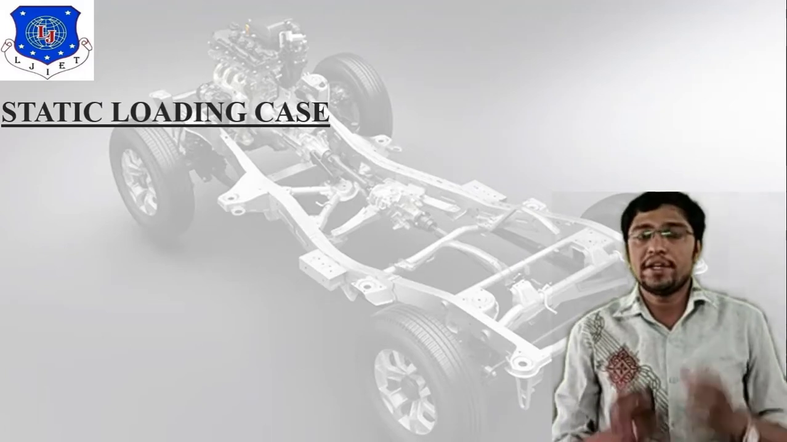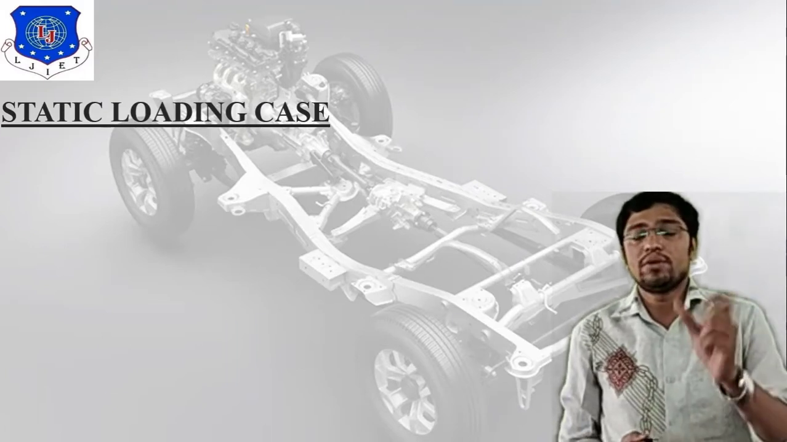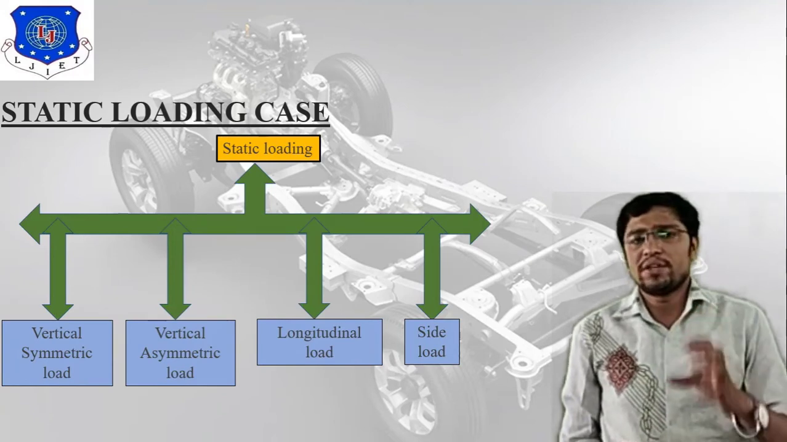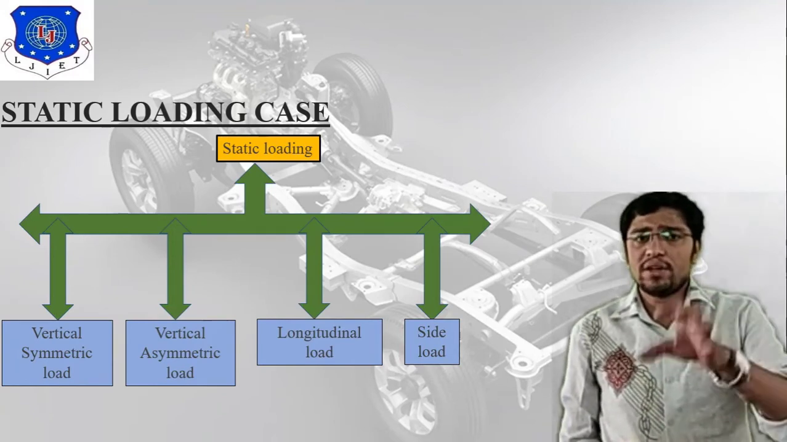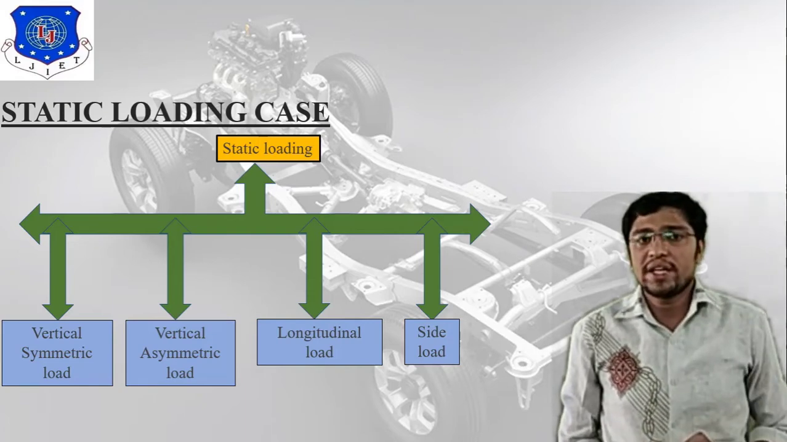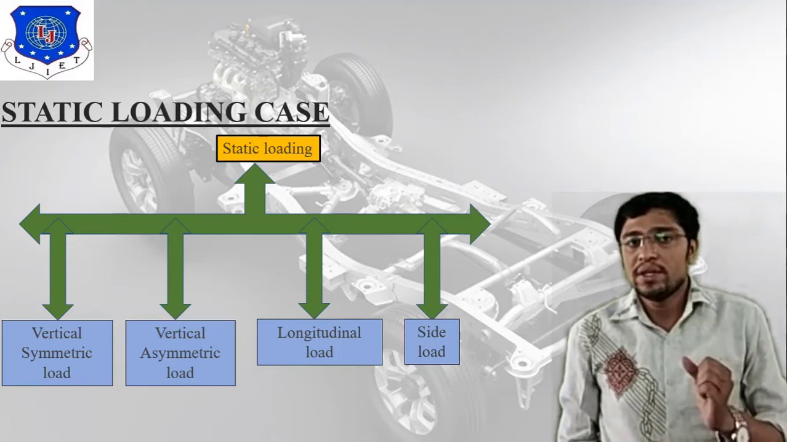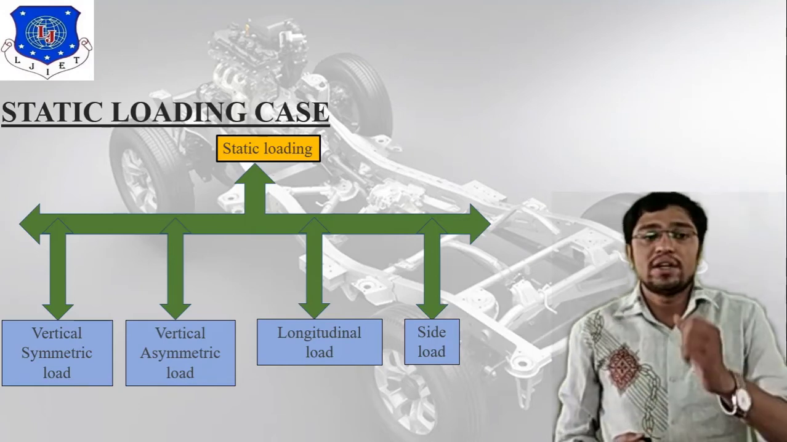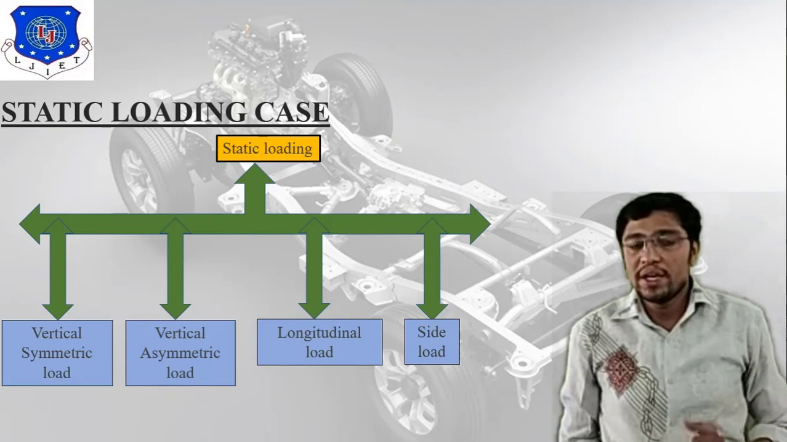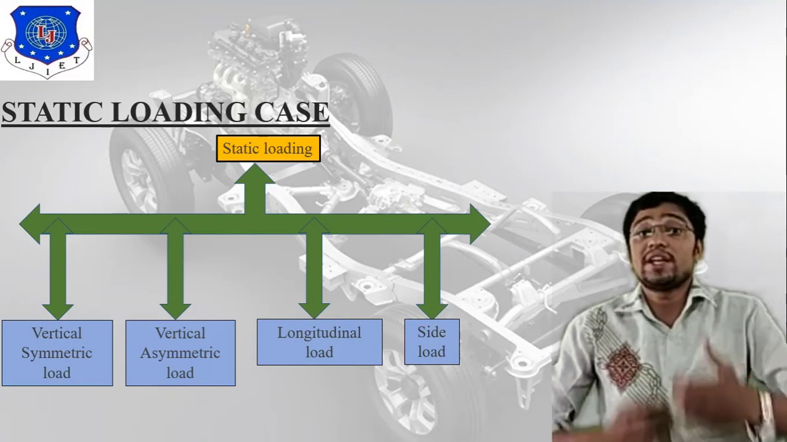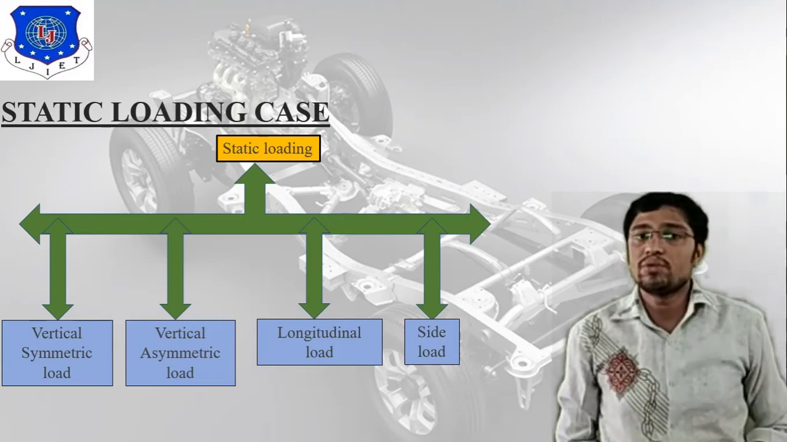The first and important one is the static loading case. Here I have attached one table so that you can directly understand the different loads that act on the car body, right? First one is vertical symmetric load, second one is vertical asymmetric load, third one is longitudinal load, and last one is side load, right? So let's start the static loading case. Move forward to the next slide.